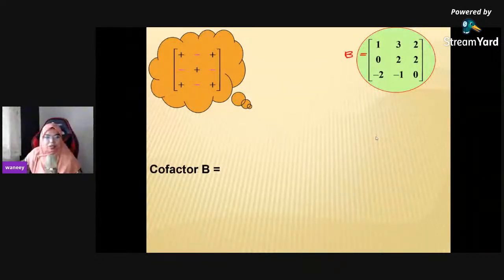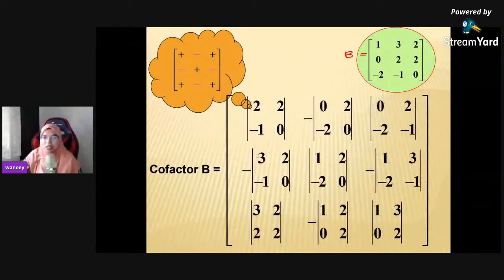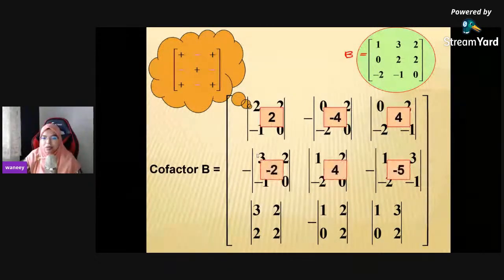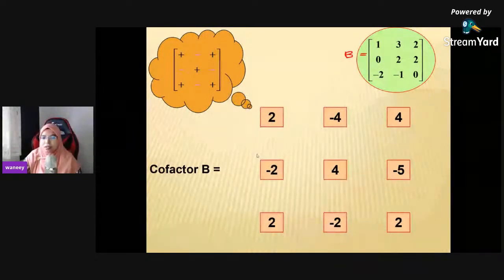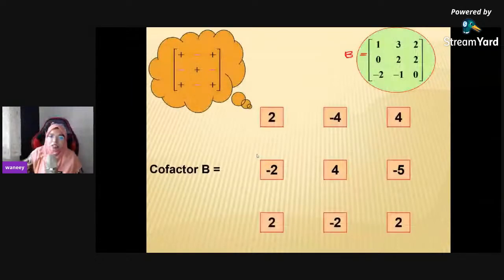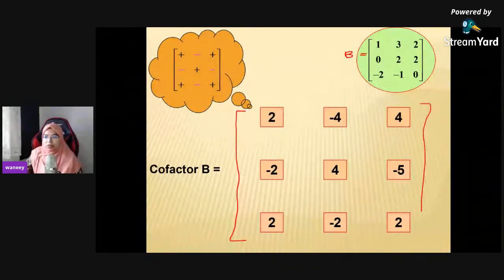Okay, so now let us go to the cofactor. Basically this is what happens when you delete the row and the column. Now do check with yours. Do you get the same values as mine or not? So this is my cofactor: 2, -4, 4, -2, 4, -5, 2, -2, 2.